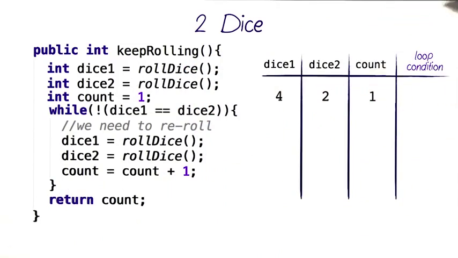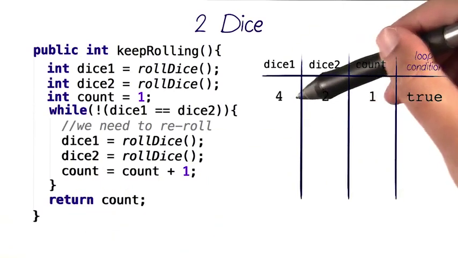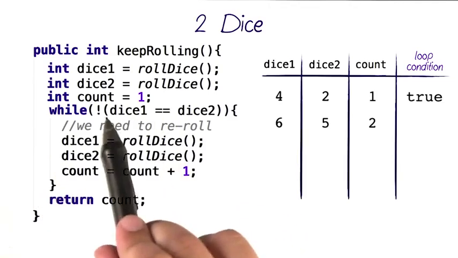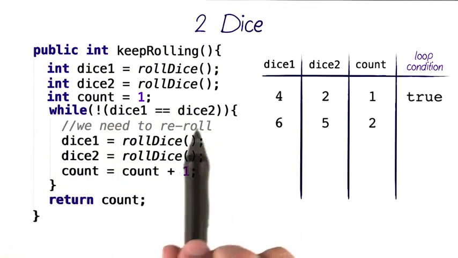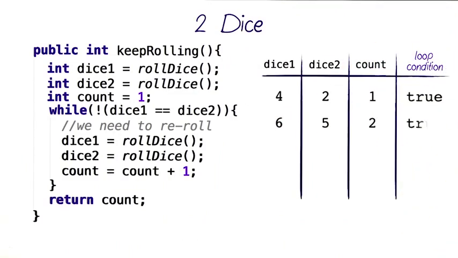In this case, 4 and 2 are not the same, so our loop condition is true, which means we step inside our loop and we re-roll our dice, calling rollDice twice again and updating the dice values 1 and 2. So let's say this time dice1 became 6 and dice2 became 5. And then after that, we add 1 to our variable count, updating it to become 2 instead of 1. We reach the closing brackets of the while loop, so we go back up, and then we perform this comparison again. Are dice1 and dice2 not the same? Well, 6 and 5 are not the same, so that's true.